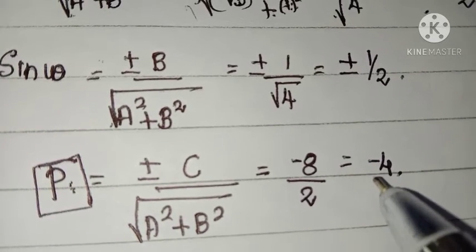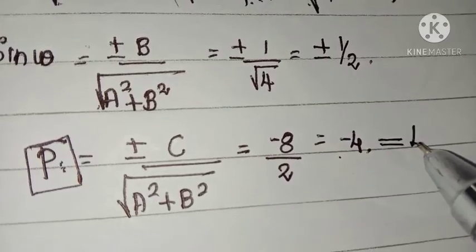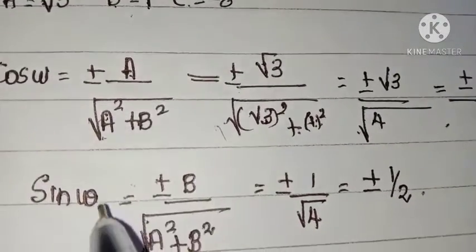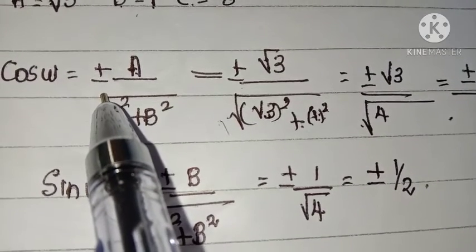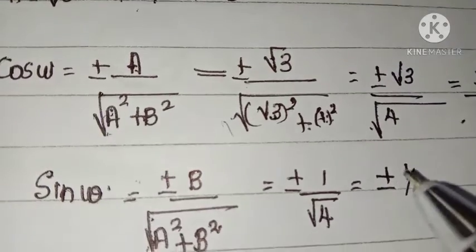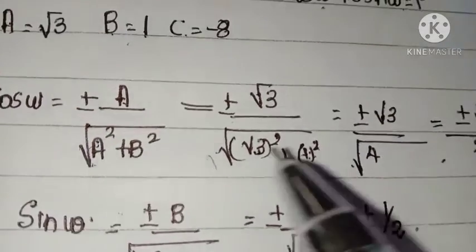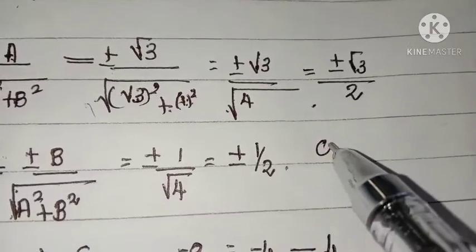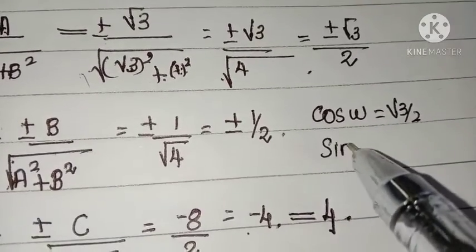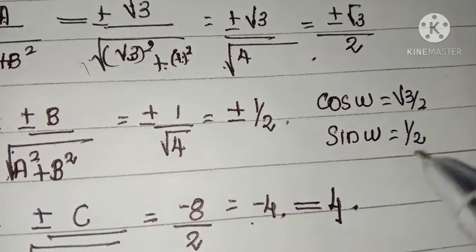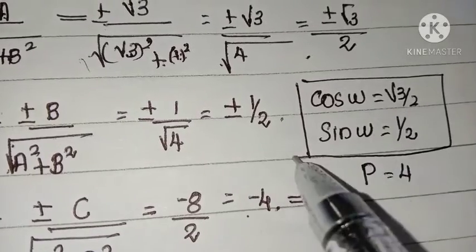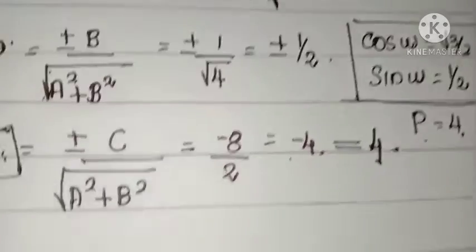So we can consider this negative 4 as 4 because of length. And sin theta, sin omega, cos omega. Sin omega and cos omega we can choose as positive. And therefore here cos omega is root 3 by 2, sin omega is 1 by 2, and P is equal to 4. From here we need to find what is omega and what is P.